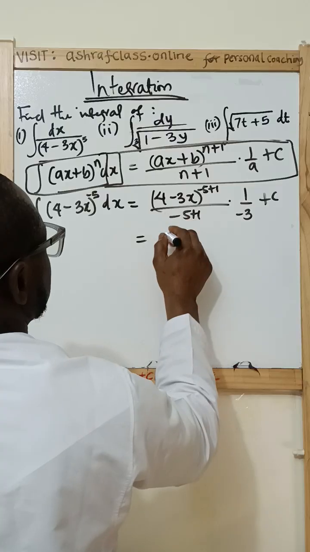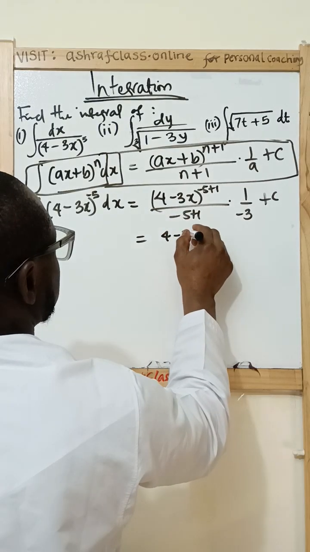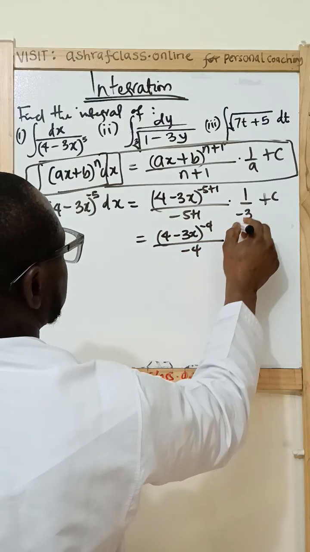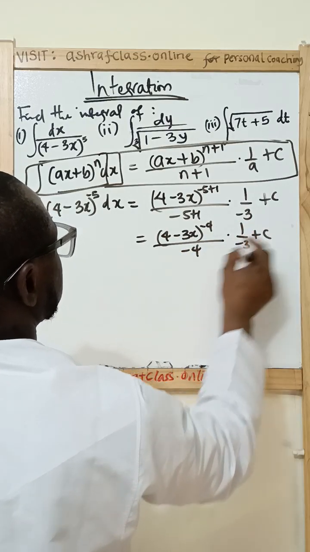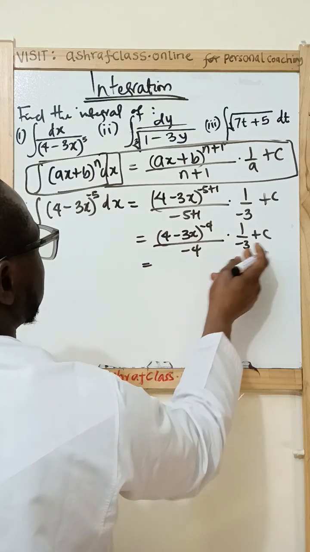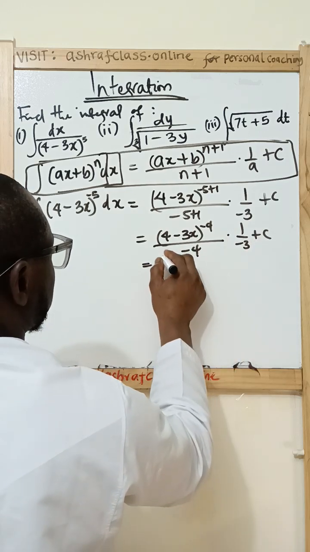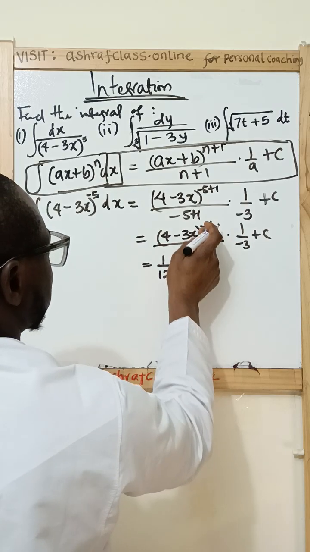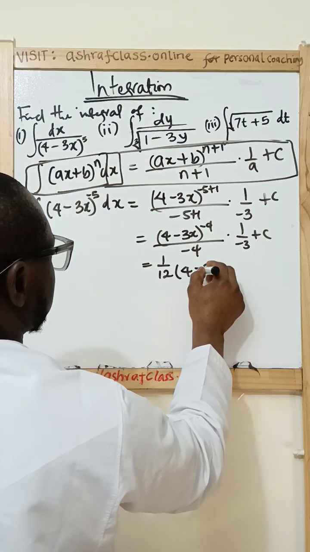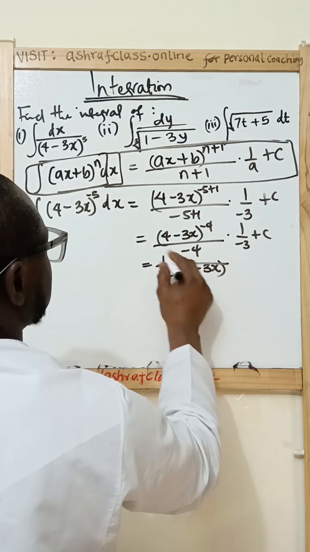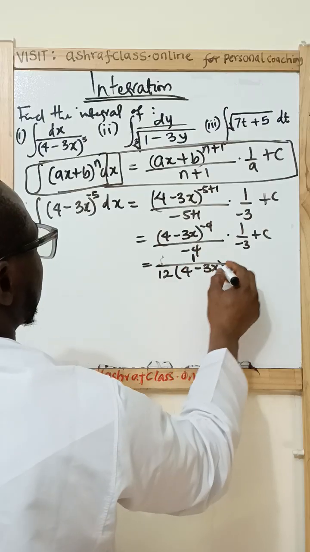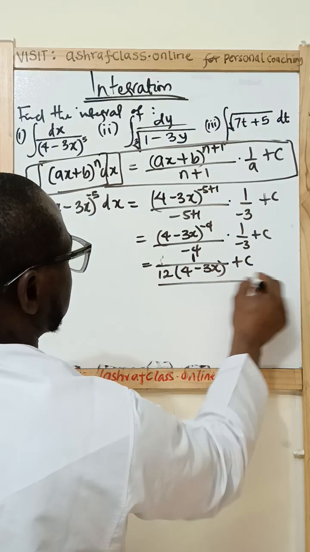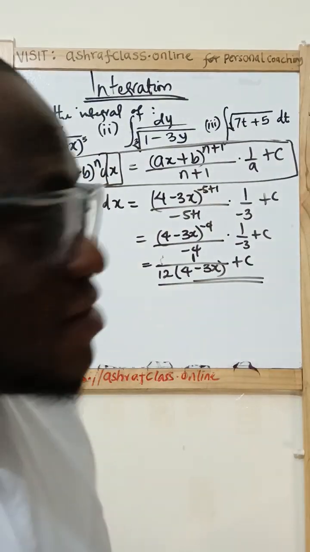So this is just going to be (4 minus 3x) raised to power minus 4, all over minus 4 times minus 3, plus c. When this multiplies, that will be 12, so 1 over 12. Then (4 minus 3x), since the power is minus, you send it back to the denominator. That's it for this one.